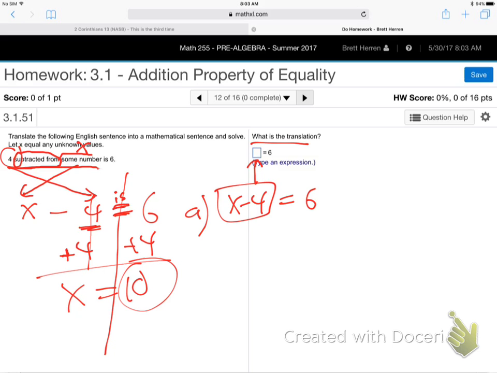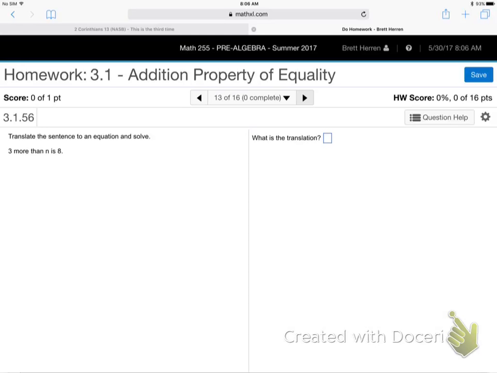Is that good? Questions on that one? So subtracted from goes at the back. Whenever they say subtracted from, that number goes at the back. All right. Give that one a try.